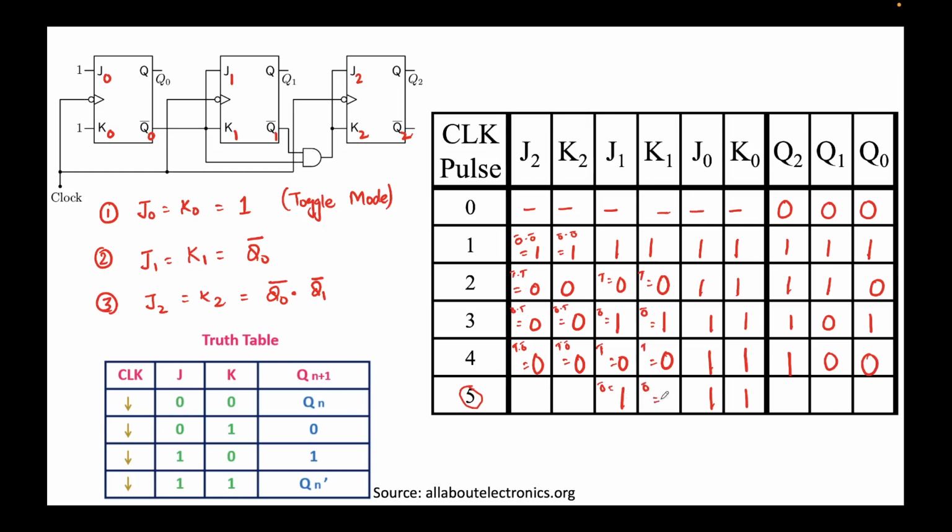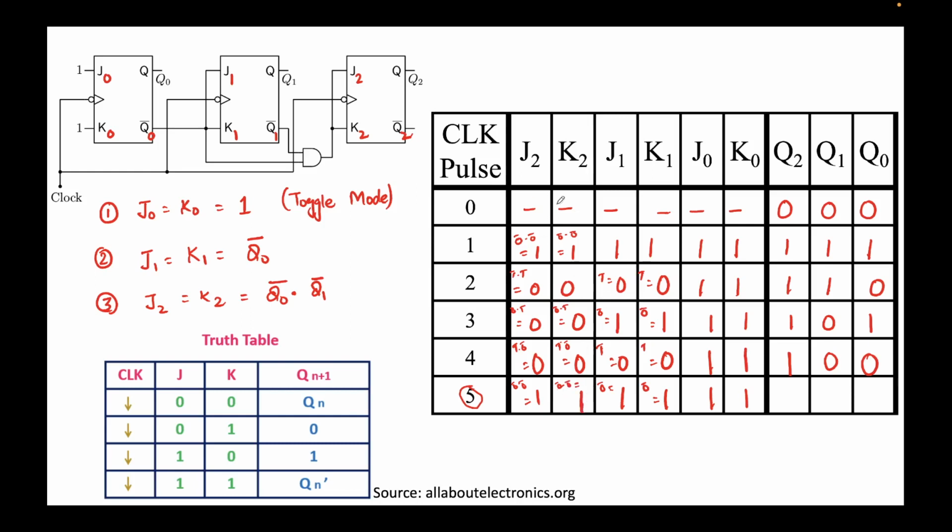Again 0 bar, it's nothing but 1. J2 K2 are nothing but Q0 bar times Q1 bar. Okay, Q0 is 0, Q1 is 0, so it's 0 bar dot 0 bar, which will turn out to be 1 because 1 dot 1. Again 0 bar dot 0 bar, which will again turn out to be 1.